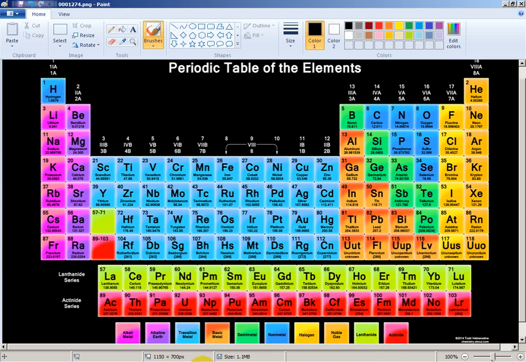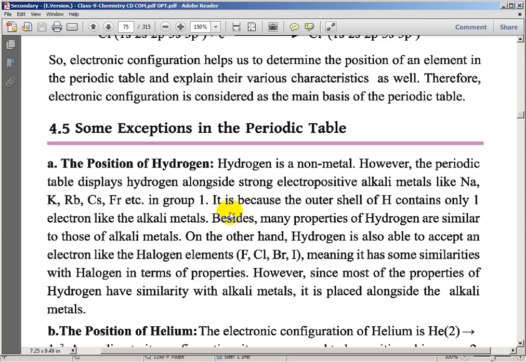This is an exception. Hydrogen is a non-metal, but it is placed with the metals. Why? Because the outer shell of hydrogen contains 1 electron. So 1 electron means group 1 alkali metals. Besides, many properties of hydrogen are similar to those of alkali metals, group 1.